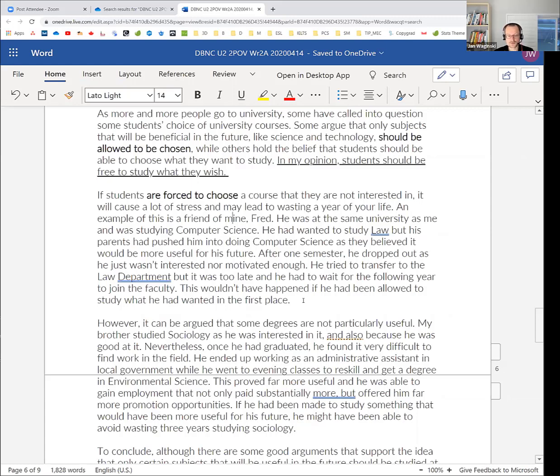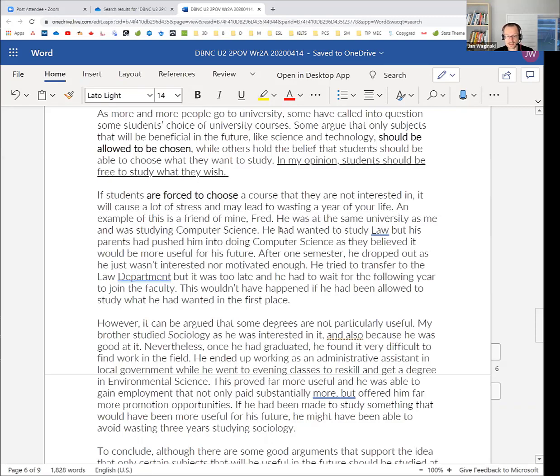Any questions about the vocab? Not for me. Okay. Should I continue? Let's have a look at this one first. So your topic sentence: if students are forced to choose a course they're not interested in, it will cause a lot of stress and may lead to wasting a year of your life. Okay, the author goes right into an example, Fred. Fred was studying computer science.